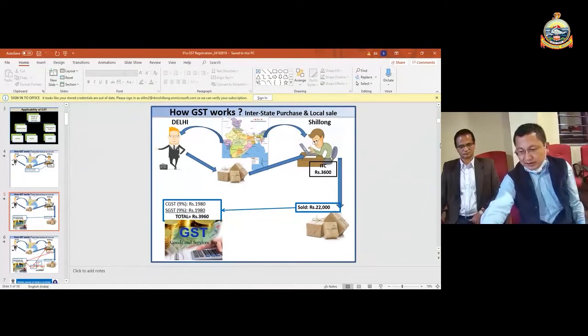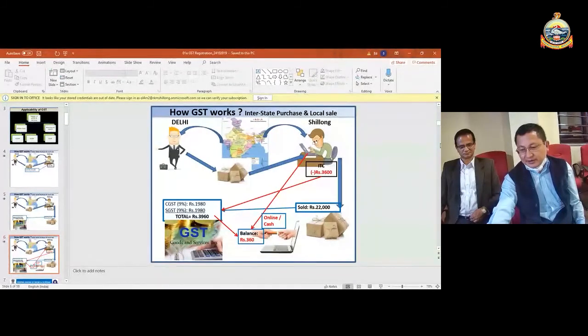So what happened is that the buyer in Shillong, when he sells to his ultimate consumer, we call it B2C, business to consumer, he will be charging 22,000 plus 3,960 from his consumer. That is, he is collecting CGST and SGST for the supply he made to his consumer. He is collecting this tax on behalf of the government, and this tax he collected, 3,960, he has to deposit to the government exchequer. So when he sells to his consumer, he will have to pay GST of 3,960.